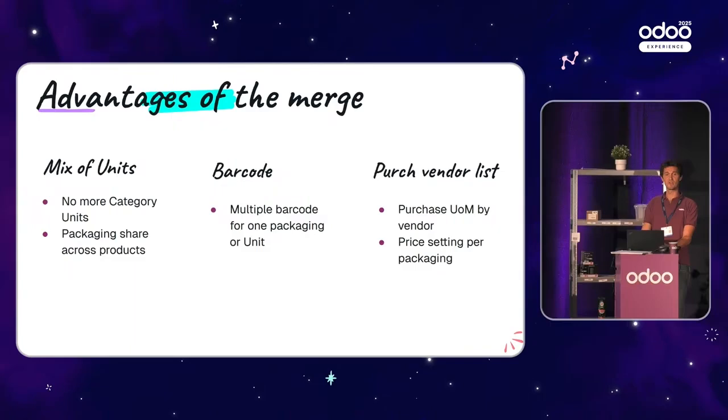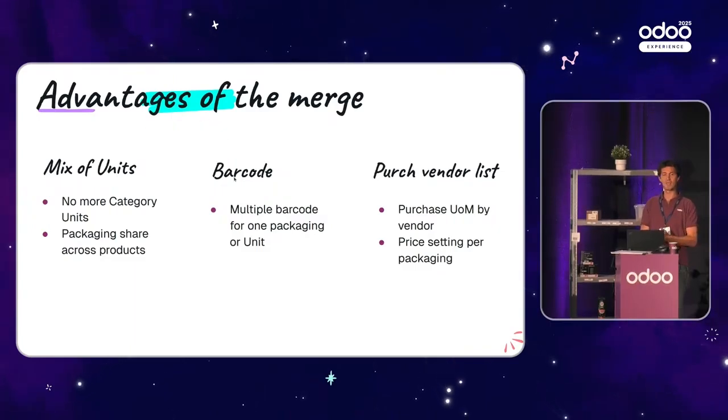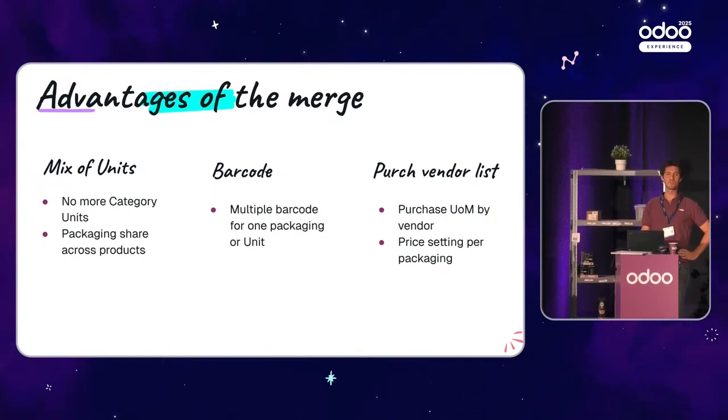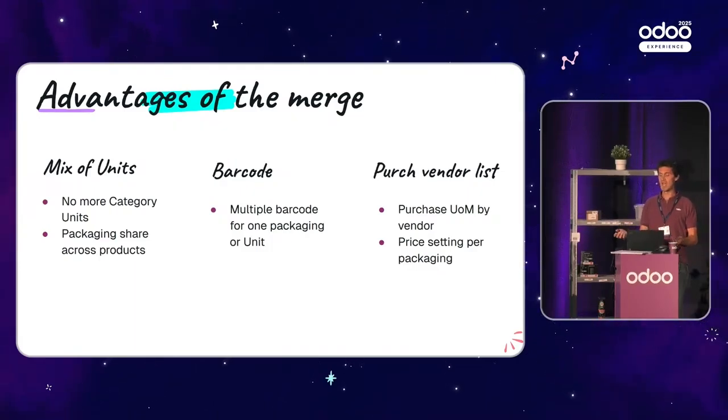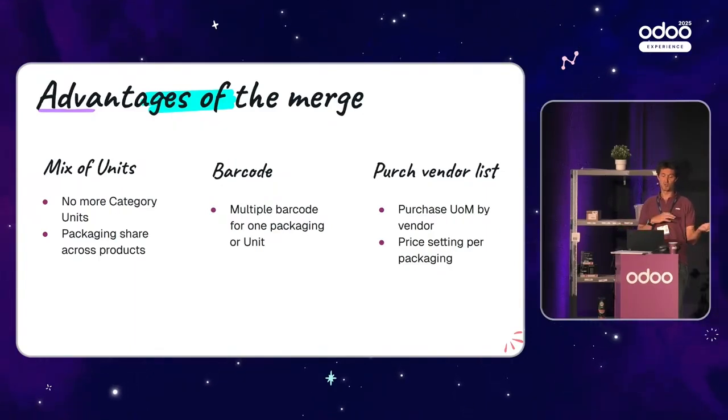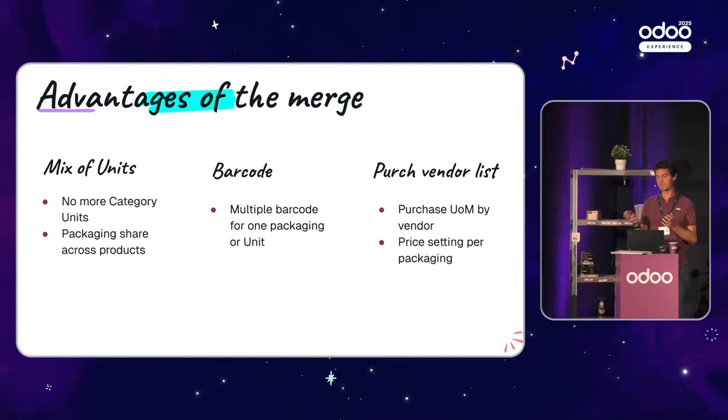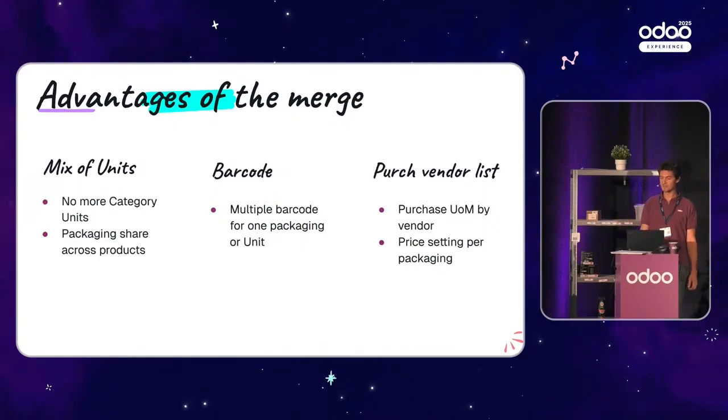Another advantage that we have now is with the barcode: you can put multiple barcodes on one packaging. So for example, if you are buying the same product from different suppliers and they have different barcodes, now with just one packaging you can put different barcodes on it, and it works perfectly fine. When you scan it, the system will know that whether it's from vendor A or B doesn't matter, it's the same packaging that you have.